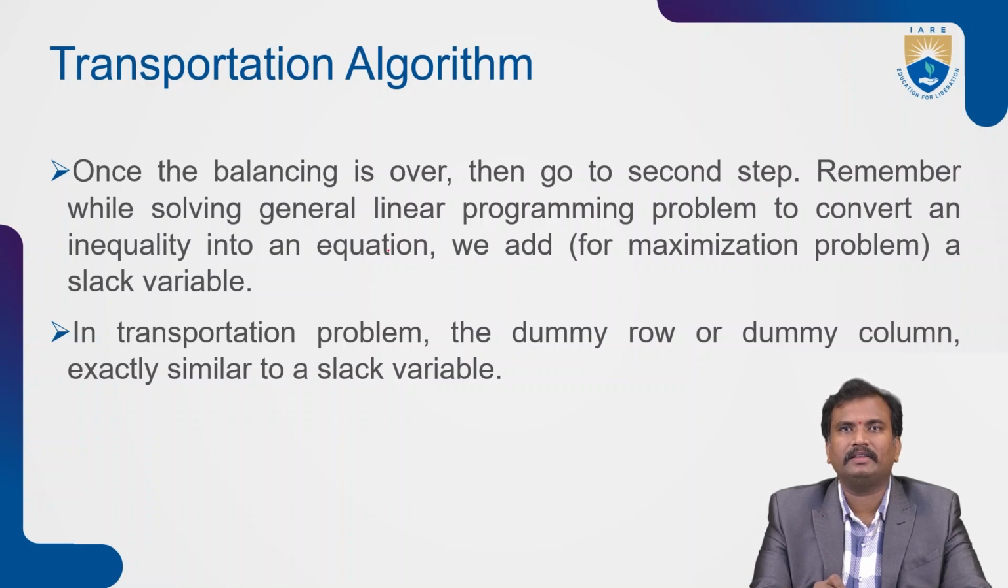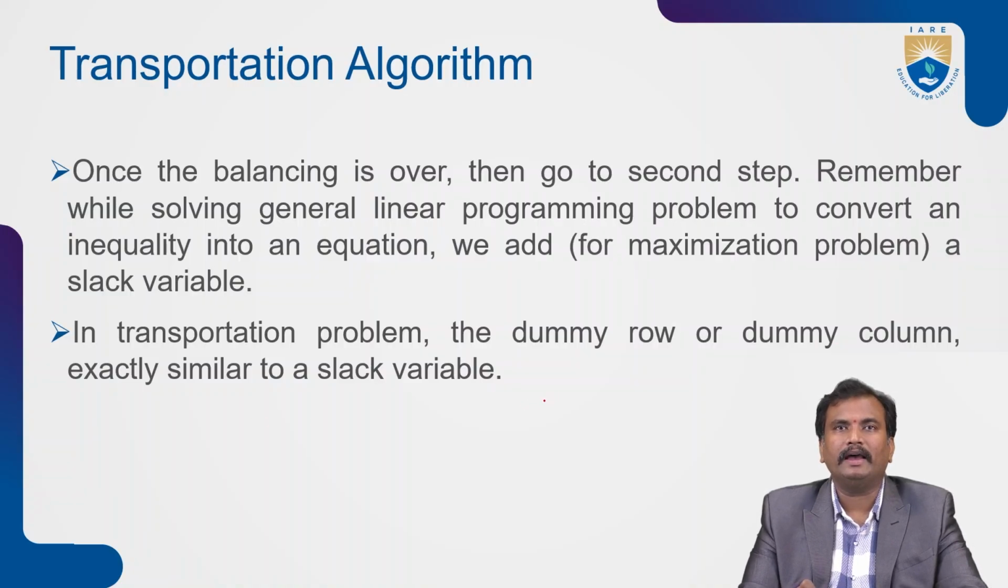Remember, while solving the general linear programming problem, to convert an inequality into an equation, we add a slack variable, that is for a maximization problem. Whereas in a transportation problem, the dummy row or dummy column is exactly similar to the slack variable. Just as in the simplex method we add a slack variable in the linear programming model, in the same way in the transportation model we add a dummy row or a dummy column.